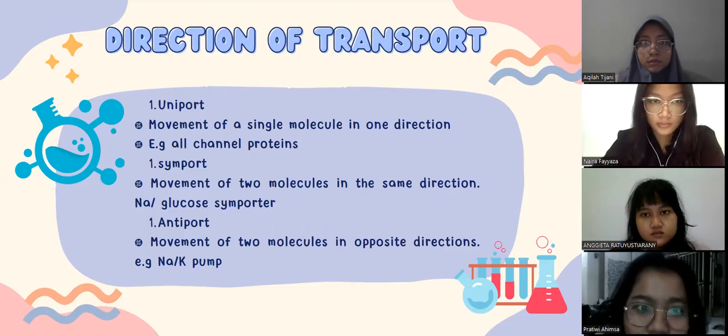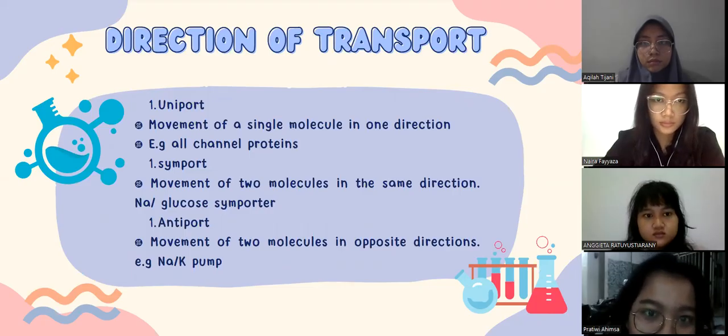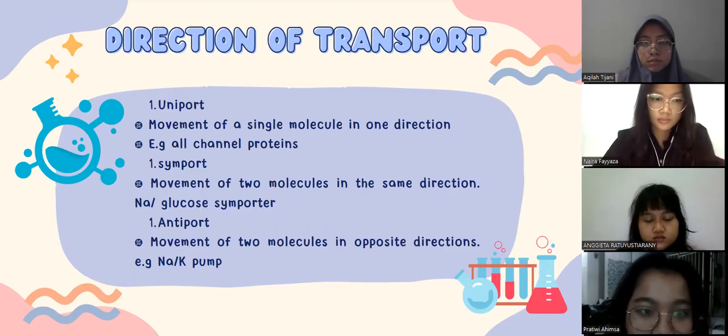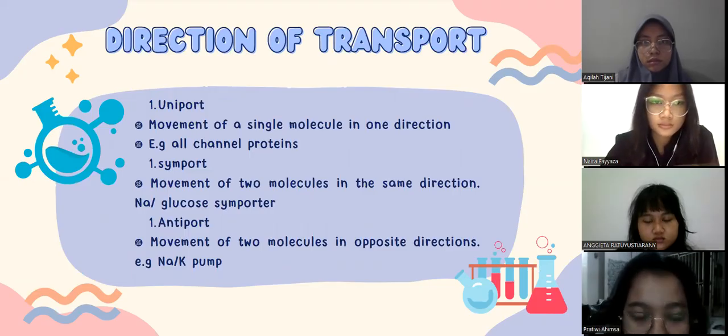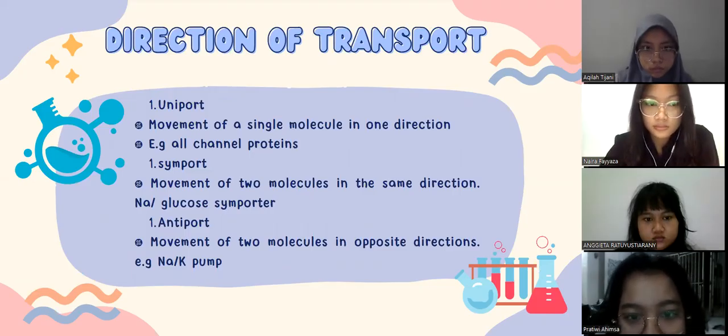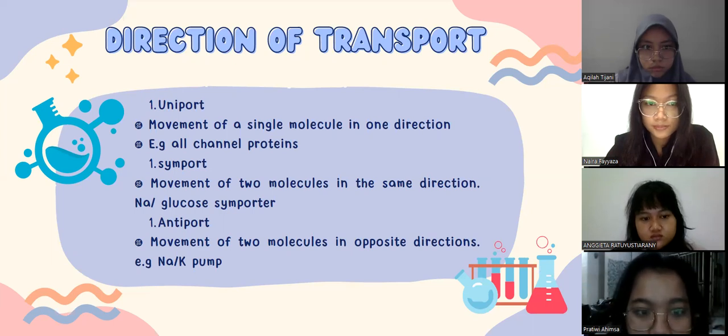Direction of transport. First is uniport, the movement of a single molecule in one direction, for example all channel proteins. Second is symport, the movement of two molecules in the same direction, for example sodium or glucose symport. The third is antiport, the movement of two molecules in opposite directions, for example the Na or calcium pump.